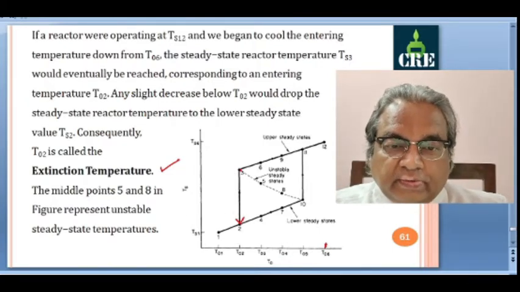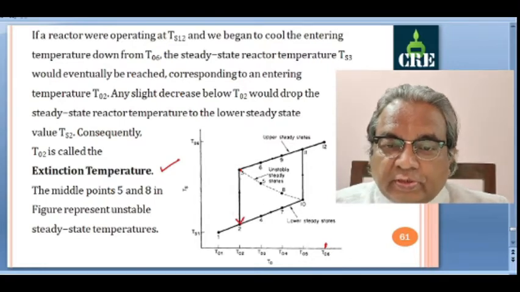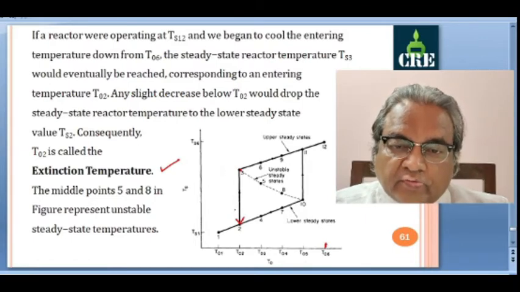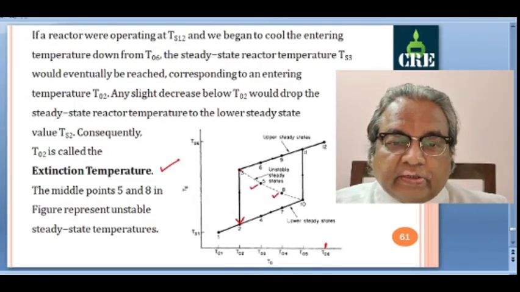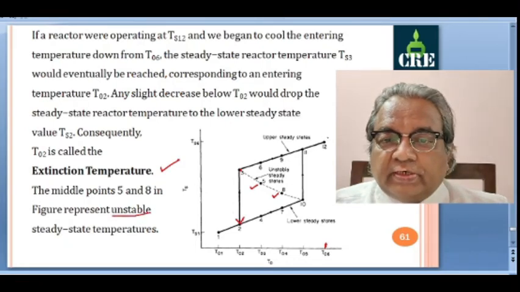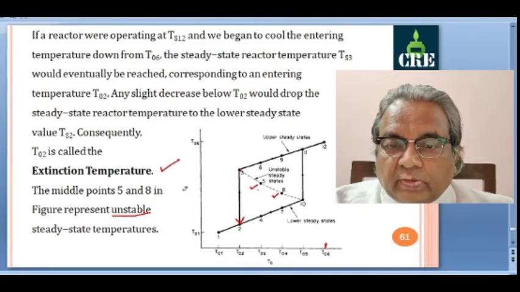So this is the ignition temperature: any small increase beyond T05 gives ignition. Any small decrease beyond T02 when you are operating here and cooling down gives the extinction temperature. The middle points, number 5 and 8, TS5 and TS8, represent unstable steady state temperatures. So these are unstable regions. The upper steady state is stable, the lower steady state is stable, and this is the unstable region.